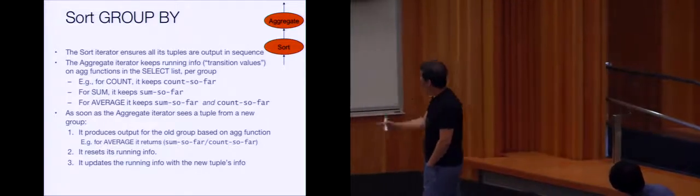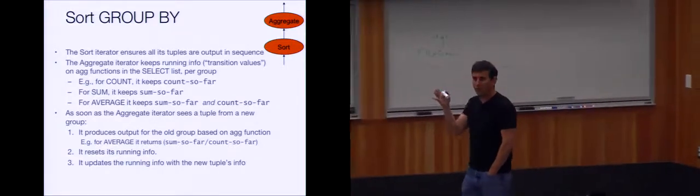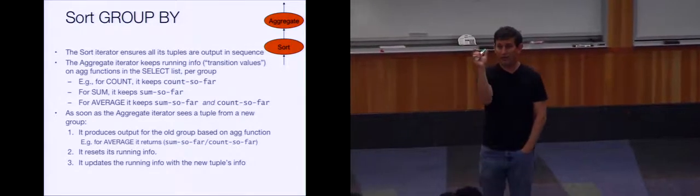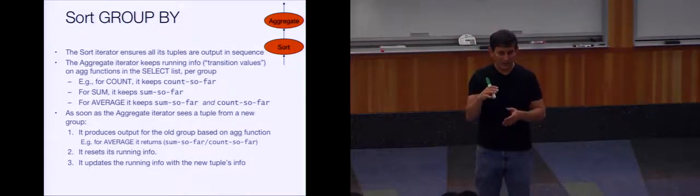The sort iterator is going to make sure that all the tuples that come out of it are ordered by your sorting clause, okay, which is going to be the group by columns. So the query optimizer is going to take your query, it's going to generate a sort, and it's going to be sorted by the group by columns.